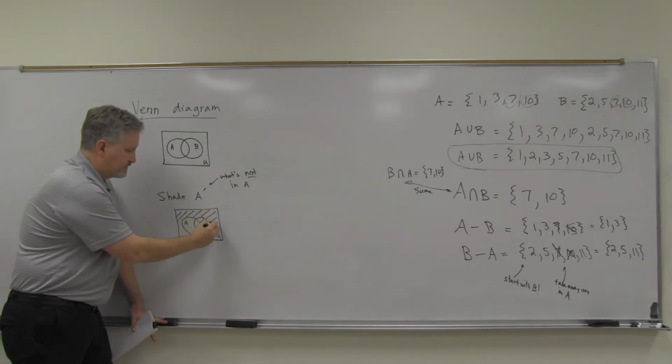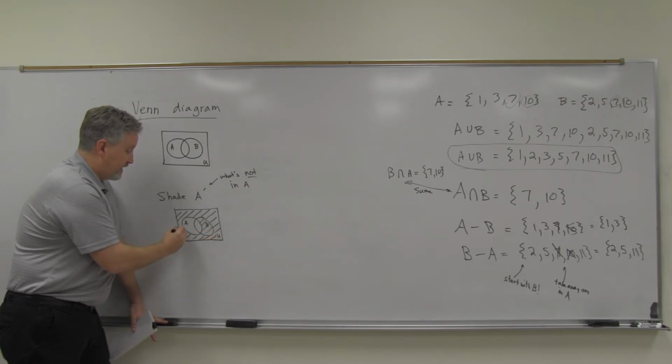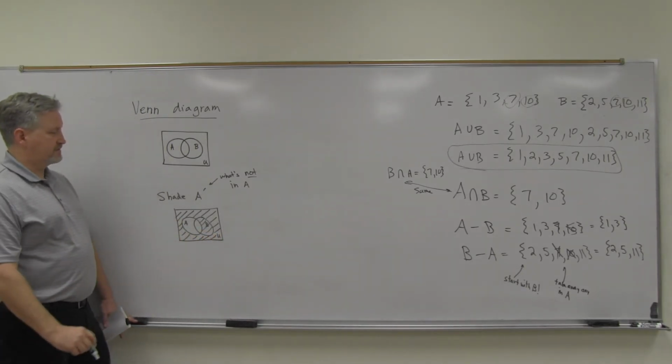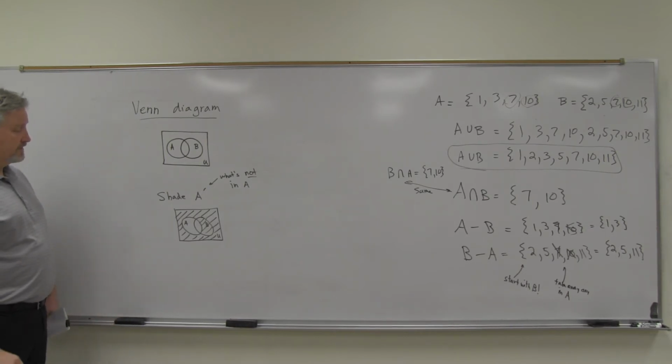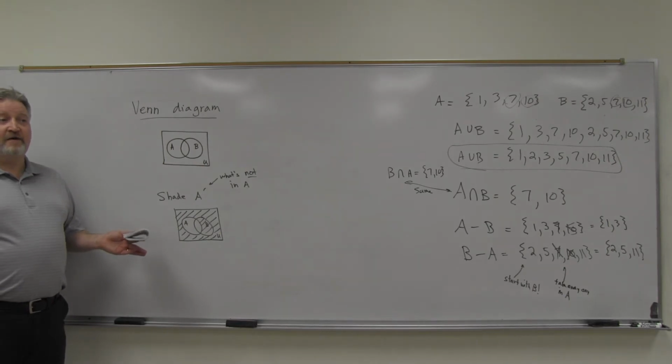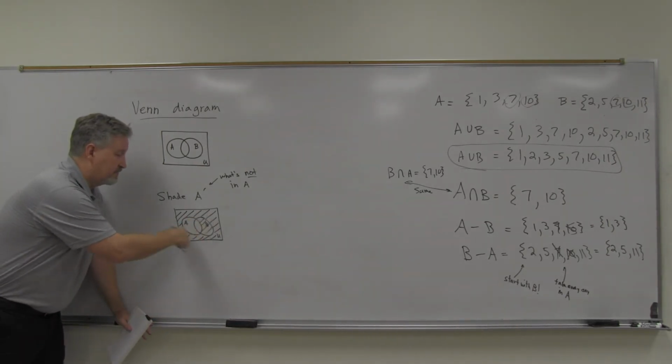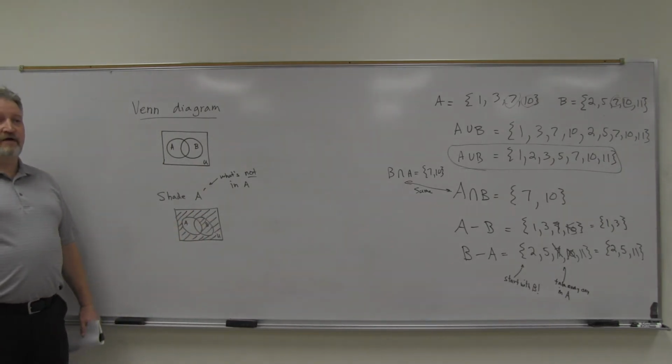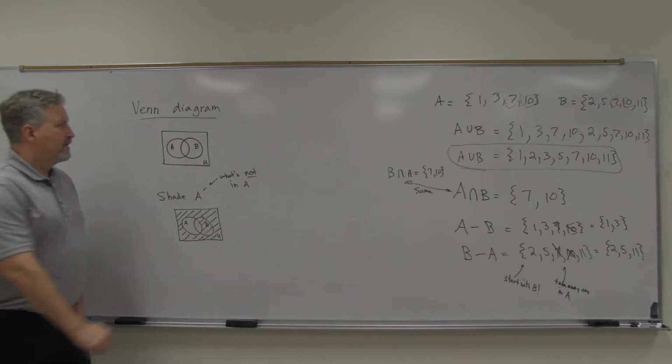If you have pencils, it's probably easier and a little nicer shading, but you just kind of draw lines like that if we want to. Okay, so that would be A complement. So everything in this part and everything on the outside. That'd be our shading of an A complement. All right?